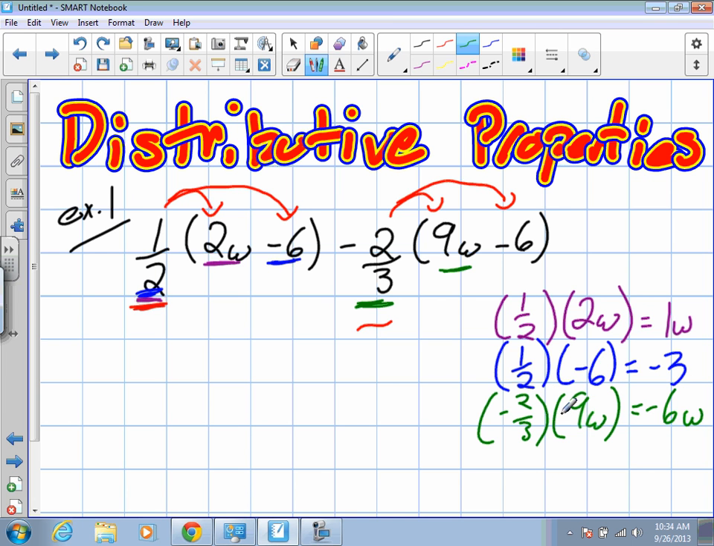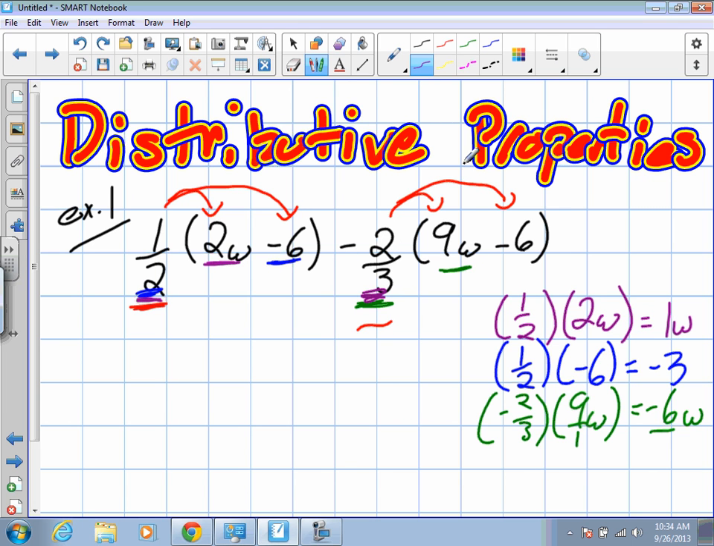If you're unsure how we got that, think of it like this. We had 9 times 2 is 18. 3 times 1 is 3. 18 divided by 3 is 6, and it's negative, so -6. And finally, we need to multiply our -2/3.